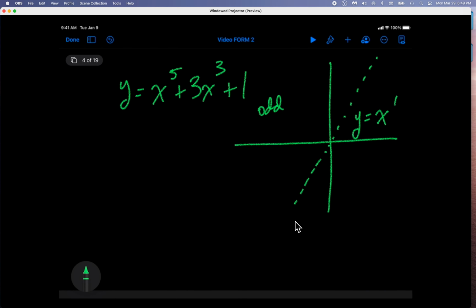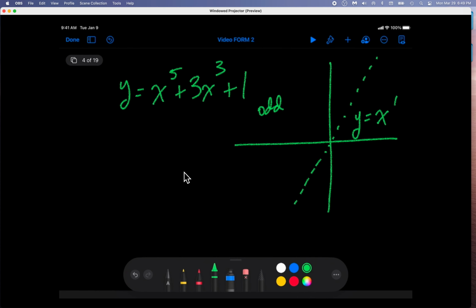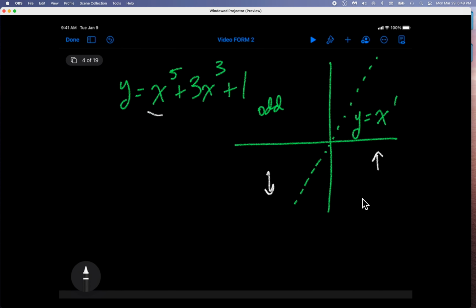What's the end behavior of y equals x to the 1st? Well, as you move to the left, y is going to be going down, and as you move to the right, y is going to go up. Again, if it's odd, these are going to be opposite. So the end behavior of this fancy polynomial is just the same as good old y equals x to the 1st.